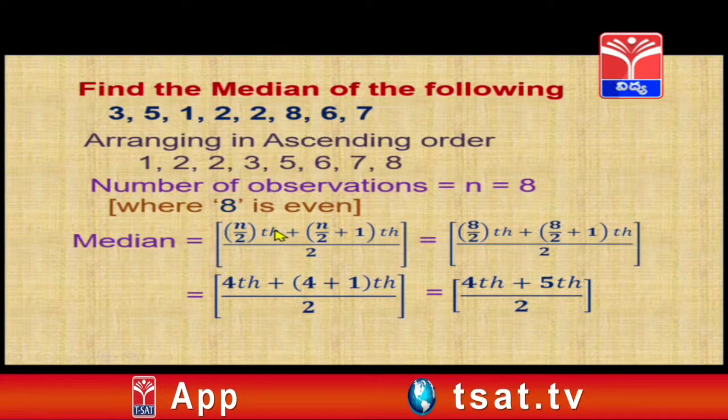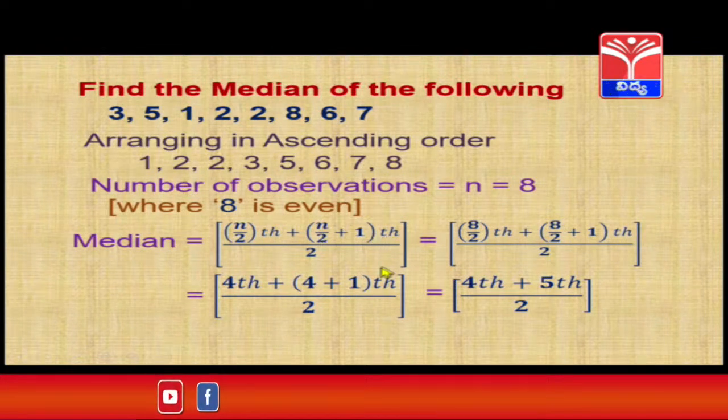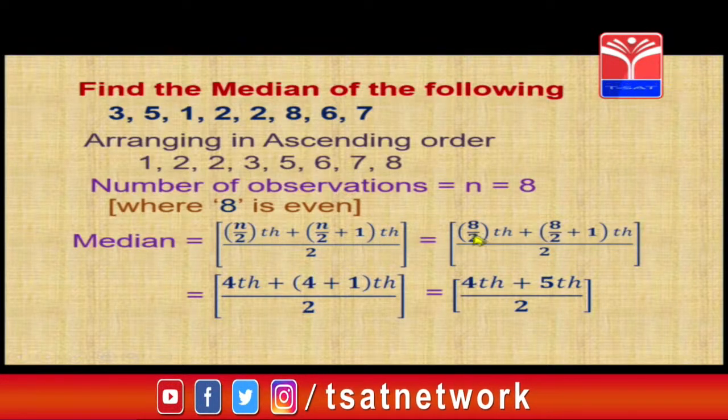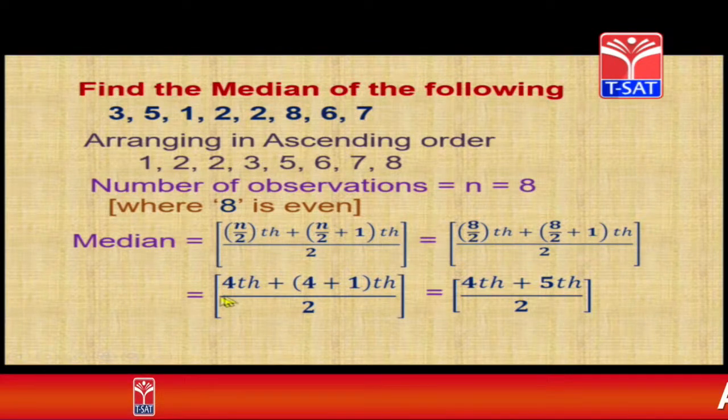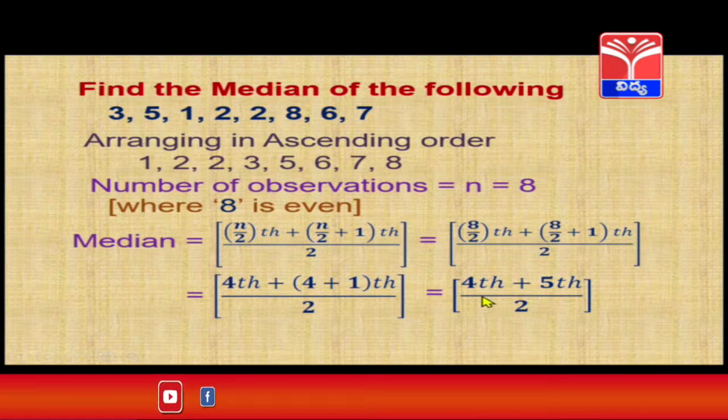So, you will be following the second method here, that is the n by 2th plus the n by 2 plus 1th observations mean you are going to find. So, 8 by 2 and 8 by 2 plus 1th observations, that is the 4th and 4 plus 1th, that is the 5th observations you are going to take. The mean of all of them, that is the reason we write by 2 here.